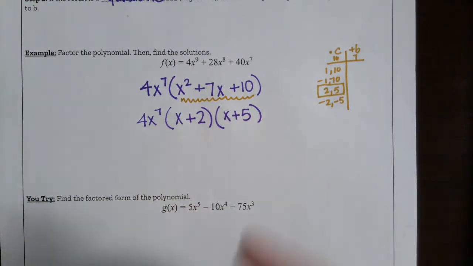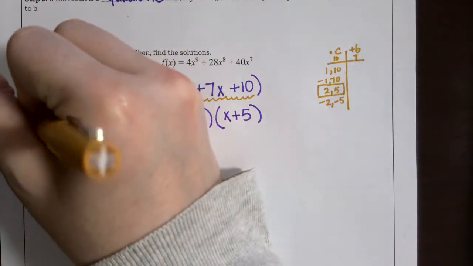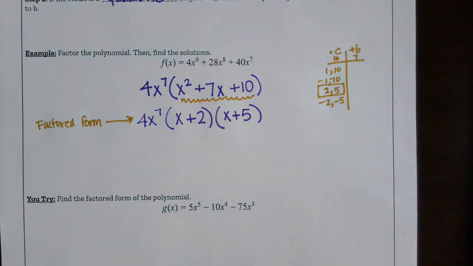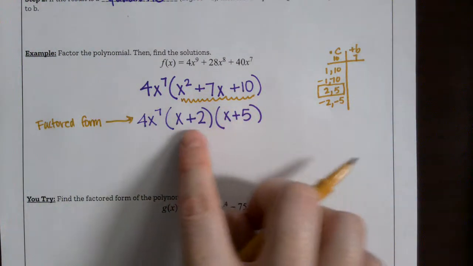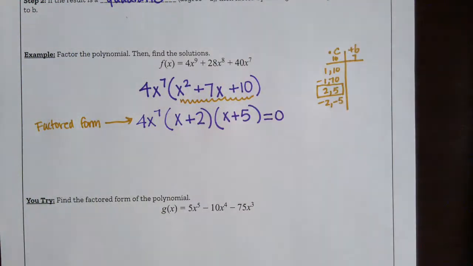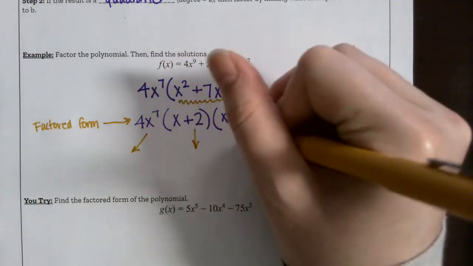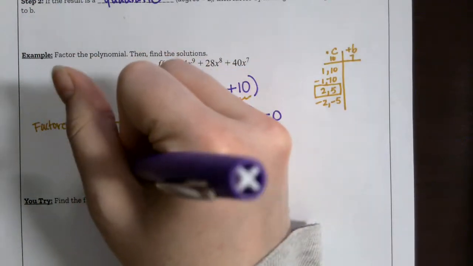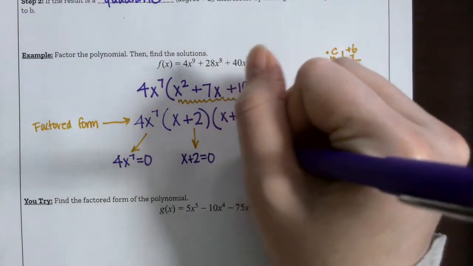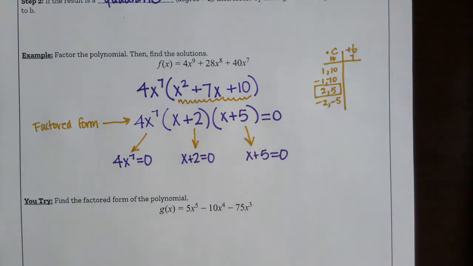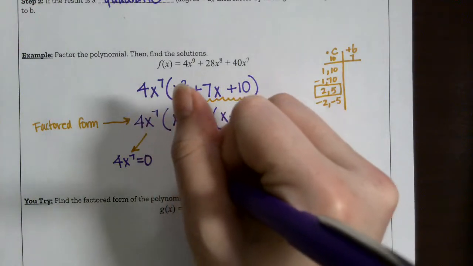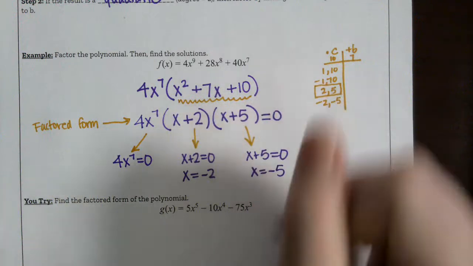Now this is factored form. So if I said just stop at factored form, this is where you would stop. But this one wants us to factor, which is this, and then find the solutions. So all you have to do to find the solutions is set each of these pieces equal to 0 separately. So 4x to the 7th equals 0, x plus 2 equals 0, and x plus 5 equals 0. Now these two we're really familiar with, so we would just subtract 2 on both sides to get negative 2, and subtract 5 on both sides to get negative 5.